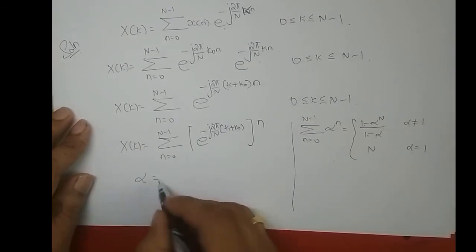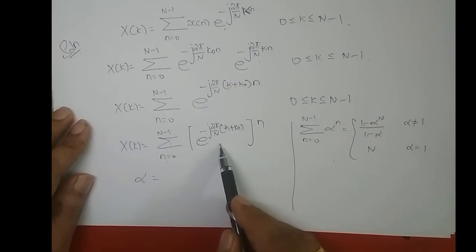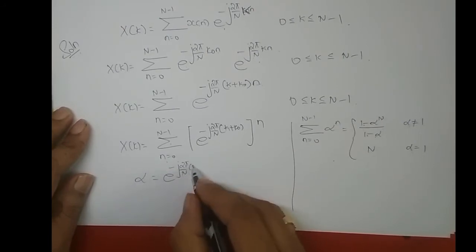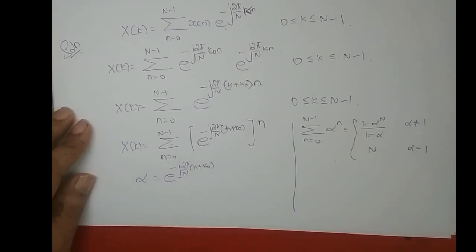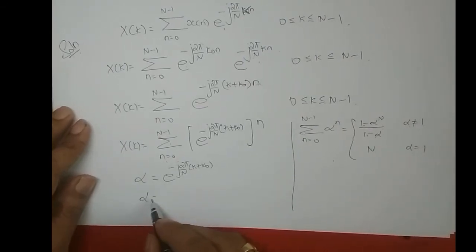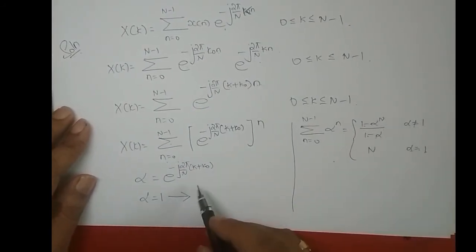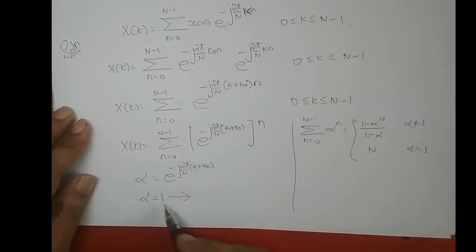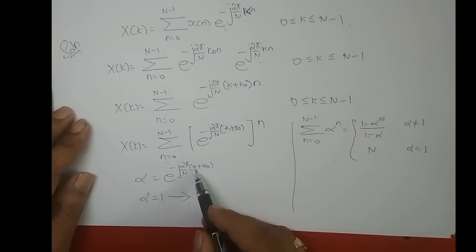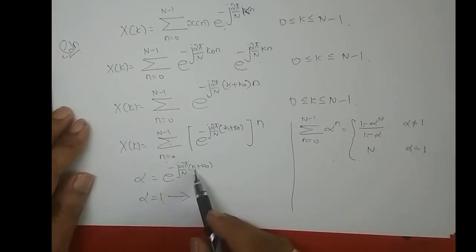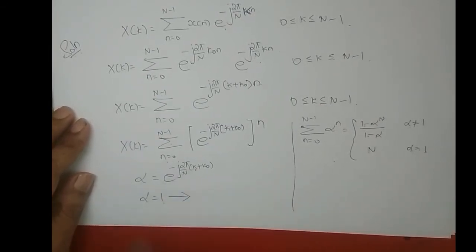Now what is alpha here? In the summation n varying from 0 to N minus 1 alpha power n, this whole term is alpha, right? So e power minus j 2 pi by N into k plus k naught is alpha. Now alpha equal to 1 implies, what is this in terms of k? For what value of k does this entire thing, alpha, become equal to 1? I want to write in terms of k. I cannot write in terms of alpha, I have to write in terms of k, right?